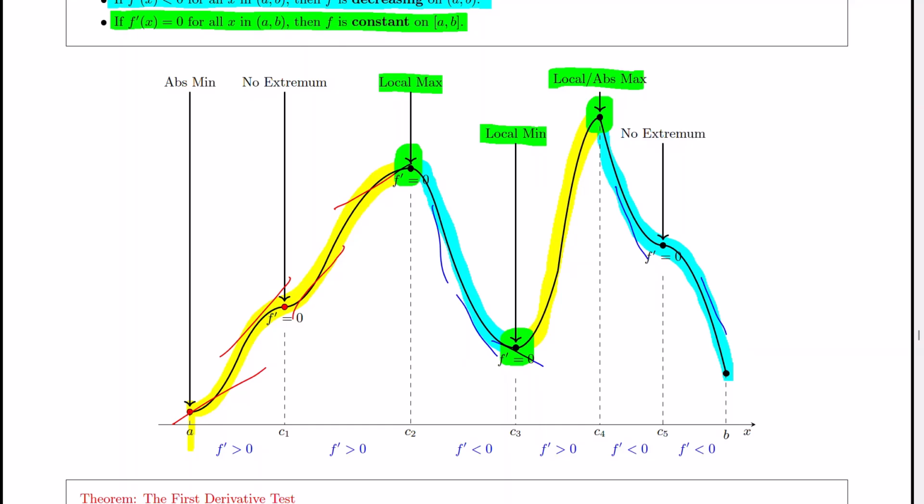Now, if the function does not change before and after a point, so if it's increasing before and after a point, then that point is not going to be an extreme. We have a couple of those examples on this graph where the function was increasing before a point and increasing afterwards, and so that point itself is not a maximum nor a minimum.